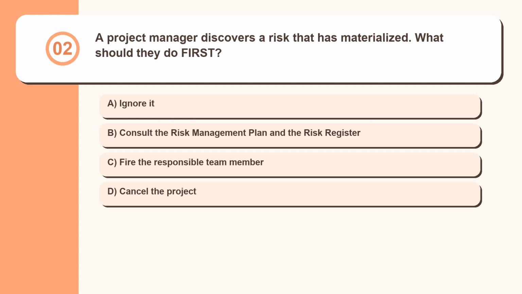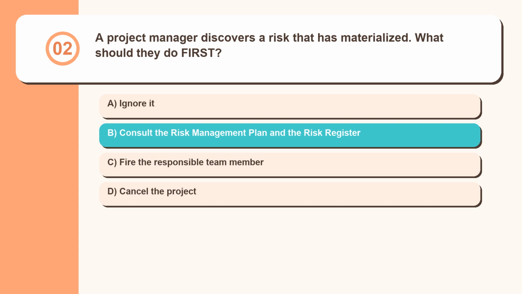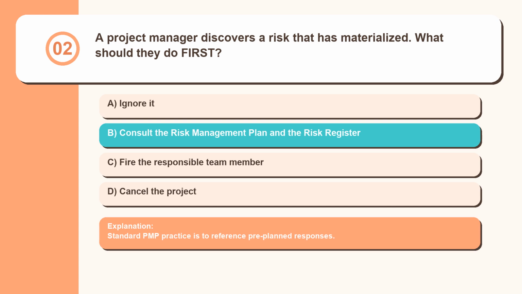Question 2. A project manager discovers a risk that has materialized. What should they do first? Ignore it. Consult the risk management plan and the risk register. Fire the responsible team member. Cancel the project. Standard PMP practice is to reference pre-planned responses.